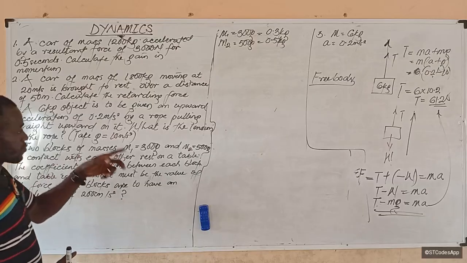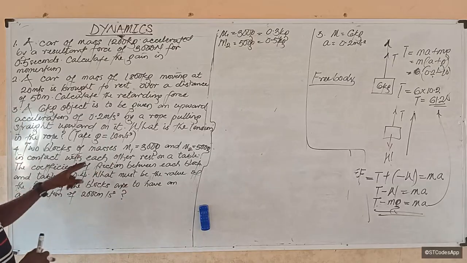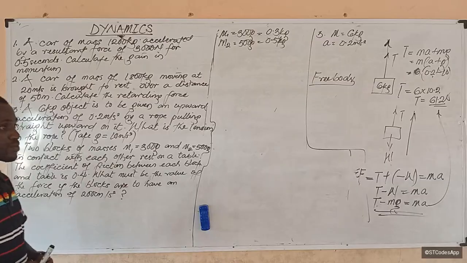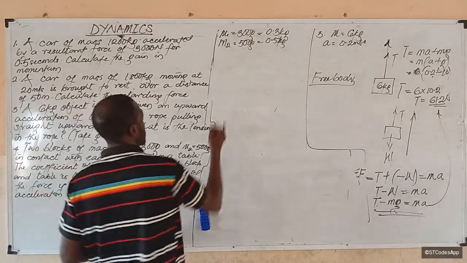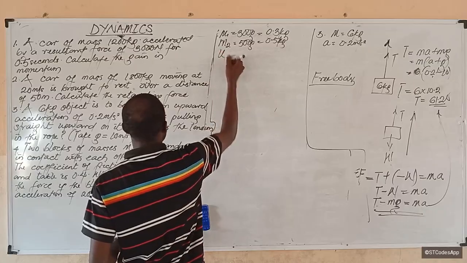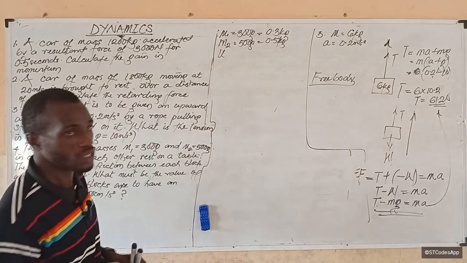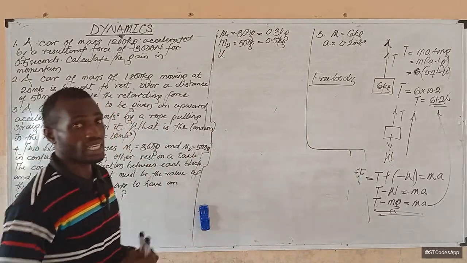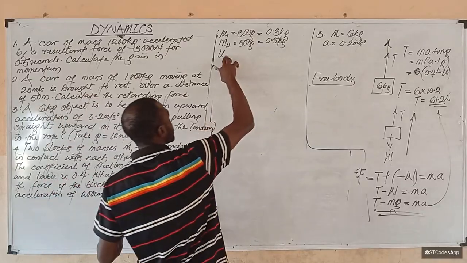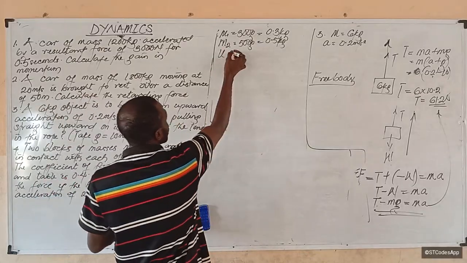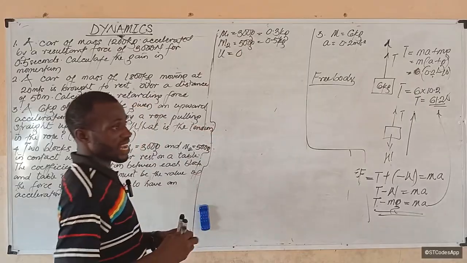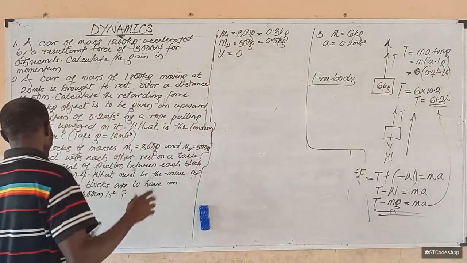Two blocks of masses M1 and M2 in contact with each other rest on a table. So both of them have initial velocities. Okay, they are in contact, which means that they can accelerate together. So keep that in mind. Since they are in contact, they can accelerate together. So they have a mutual velocity too. And the mutual velocity is what? 0. That is, they have the same velocity, which is 0.